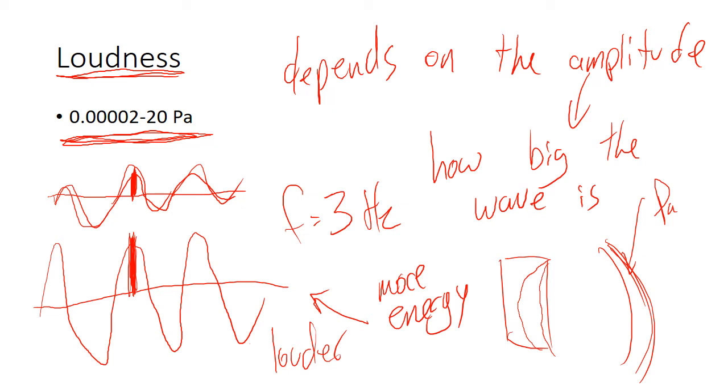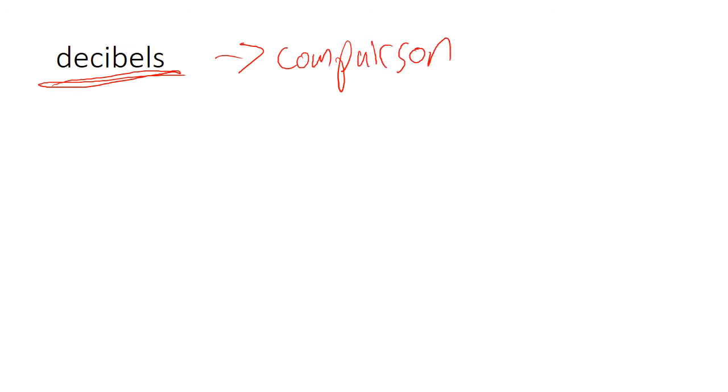Let's talk about a more useful way to measure loudness, and that is in decibels. Now, decibels is a comparison measurement, all right? So basically, it compares loudness to something. Now, it is a comparison measurement, and we also need to say that it is logarithmic.